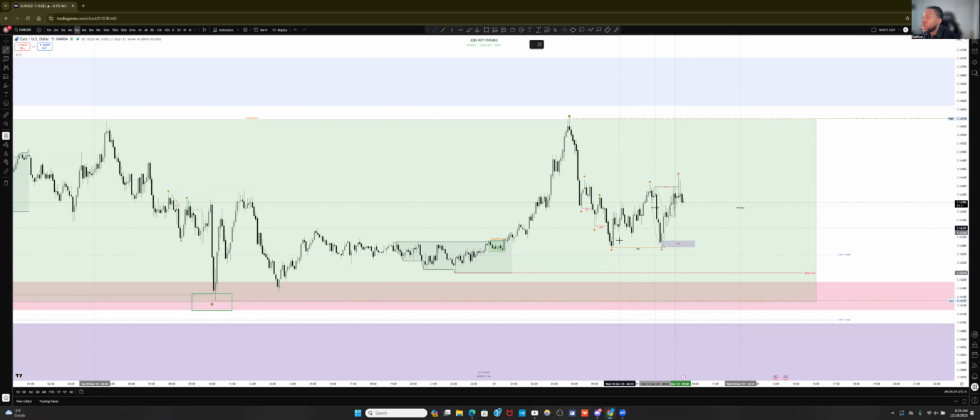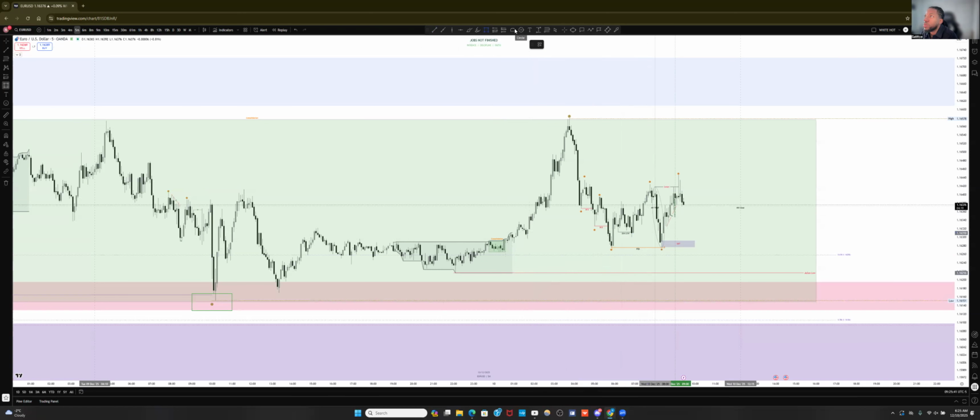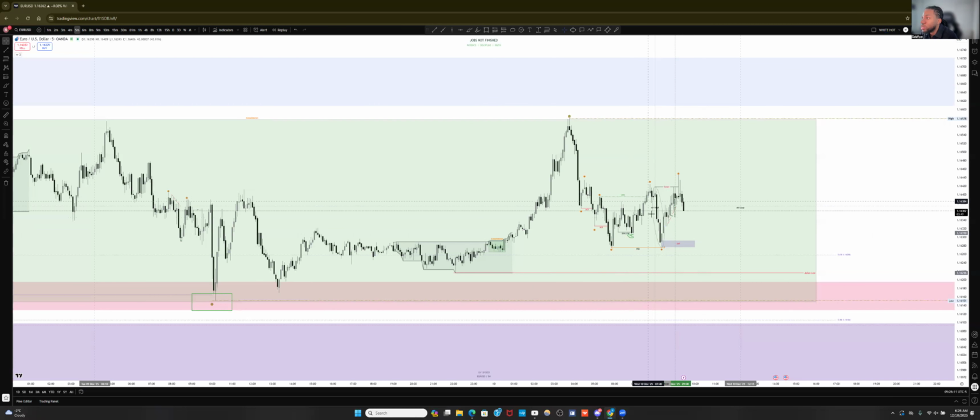Instead, price gave us an inducement low. Excuse me. That was 2. Price gave us this inducement low, this buyer inducement, to give us confirmation that the buyers are pushing this market and led to a bullish break of structure. Now, is that a bullish break of structure for the entire move? No, just for the sake of this push here.